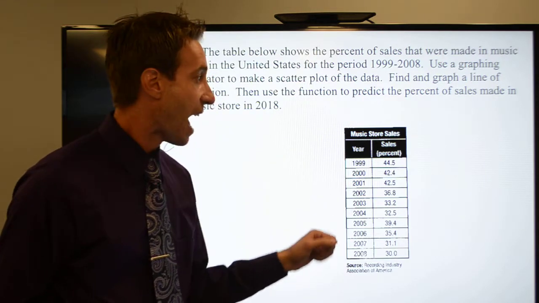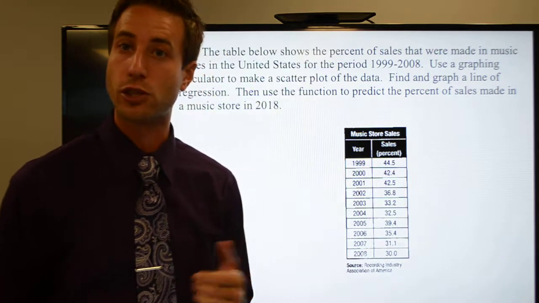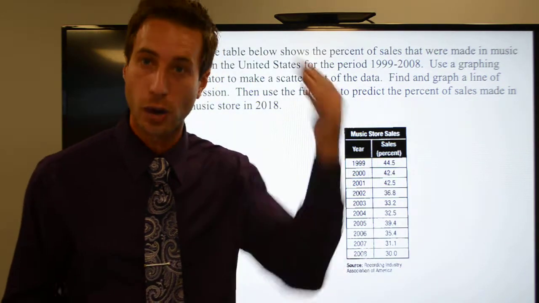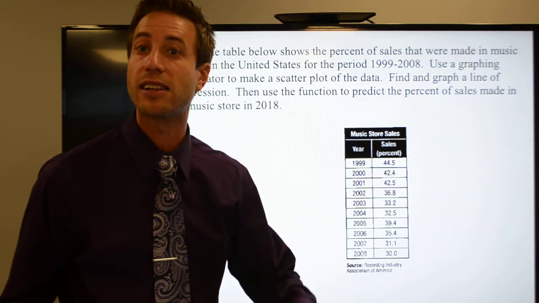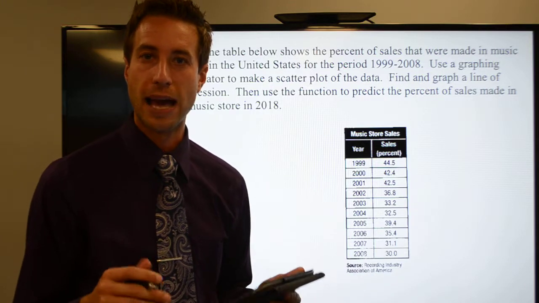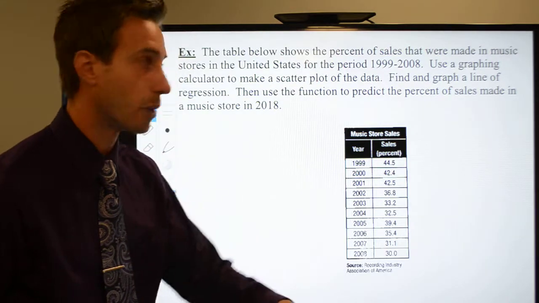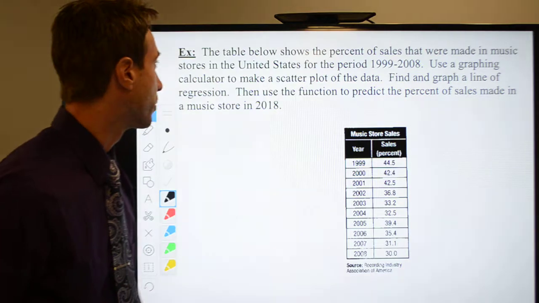Now what I have for you guys in this example problem, in this data set, is the year and then the percent sales for a music store that sells compact discs, CDs, which we know are definitely on the decline in sales with the advent of digital music and digital media players. So you'll notice a downward trend here. The years are from 1999 to 2008.